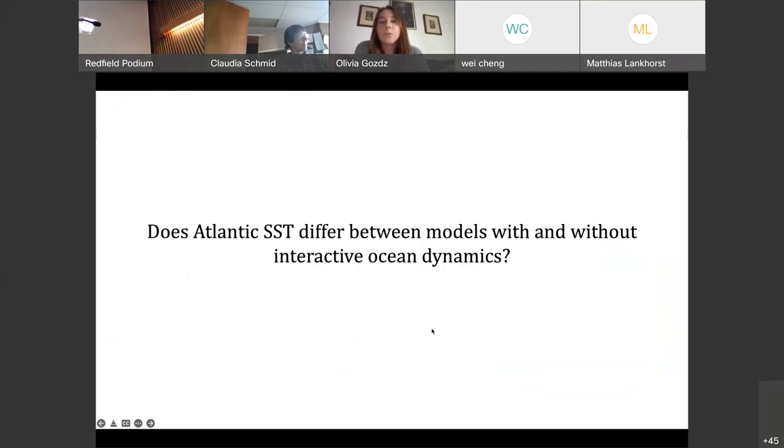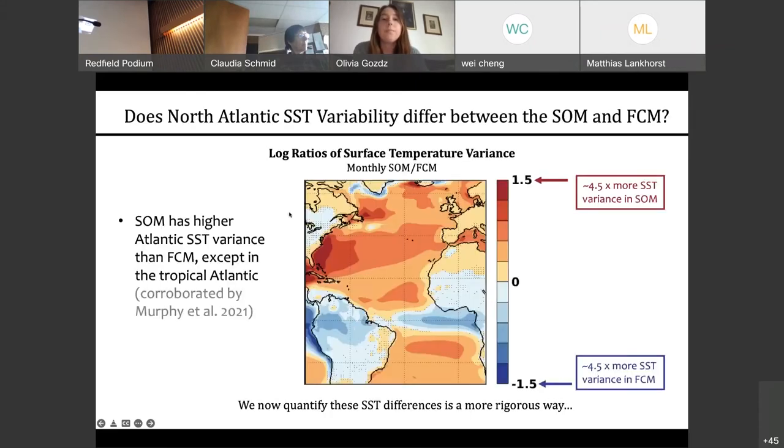So first we're going to ask, does Atlantic SST differ between models with and without interactive ocean dynamics? Recall that Clement showed that the AMV may not differ, but we take a broader approach and try to include more modes of SST variability beyond the AMV. To do this, we first computed the natural logarithm ratios of surface temperature variance for monthly data for the slab ocean model SST over the fully coupled model SST.